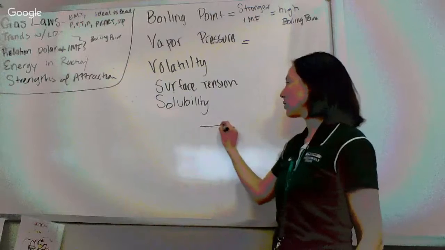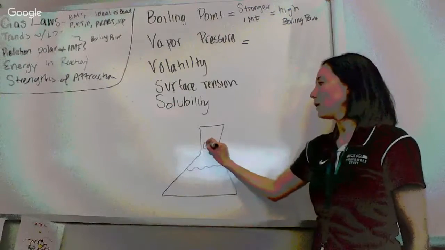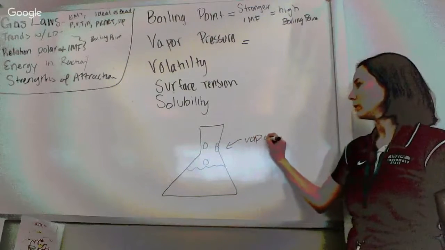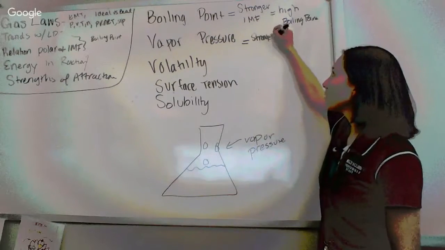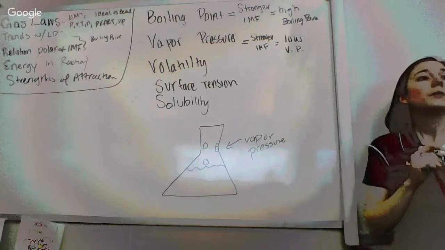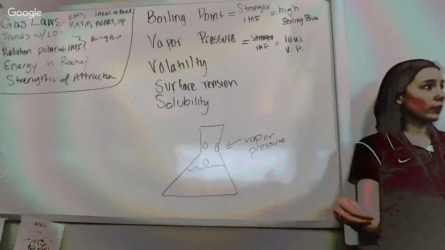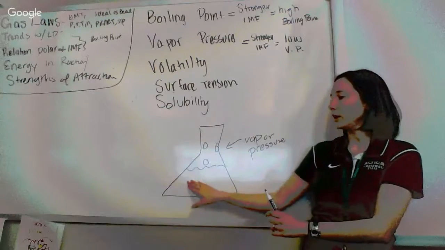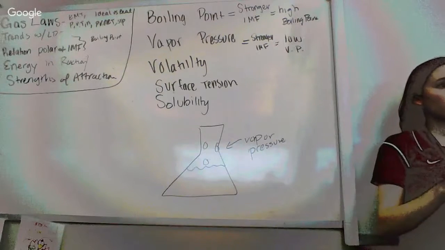Remember, vapor pressure deals with the idea of how many gas molecules are up here. So this is going to be my vapor pressure. So if you have stronger IMFs, then you're going to have a lower vapor pressure, because stronger intermolecular forces means it's harder to boil. It is harder to separate your molecules from each other, so they're going to stay down here longer. And if they stay down here, they don't make very much vapor pressure. So the stronger the intermolecular forces, the lower the vapor pressure.